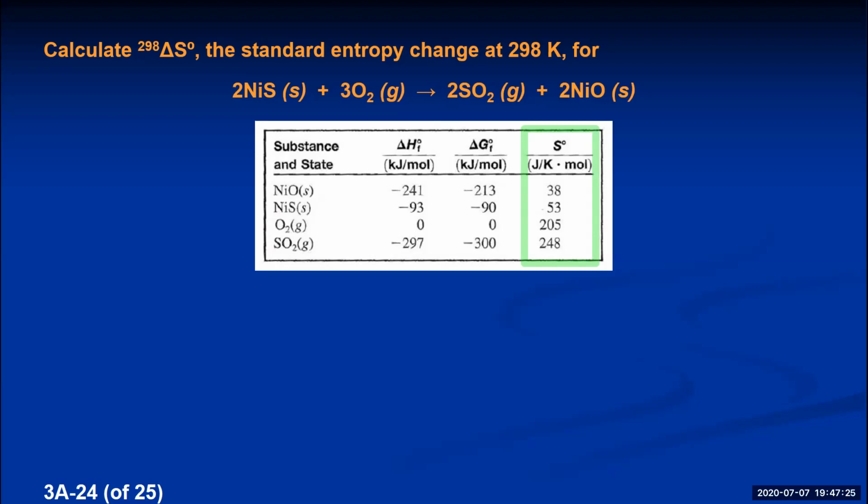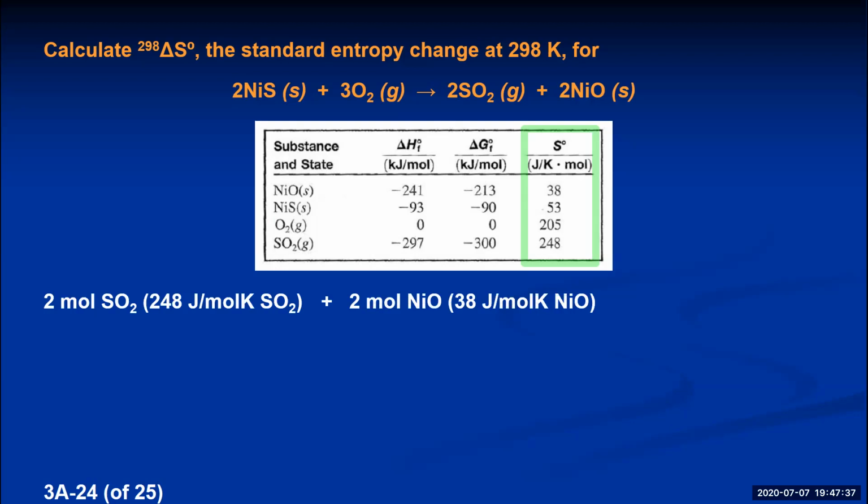So starting on the product side, there's sulfur dioxide, there's 2 moles of it, so I'm going to go 2 moles of SO2 multiplied by its absolute entropy of 248 joules per mole Kelvin. There's another product, so I'm going to go plus 2 moles of NiO multiplied by its absolute entropy of 38 joules per mole Kelvin. All the products are done.